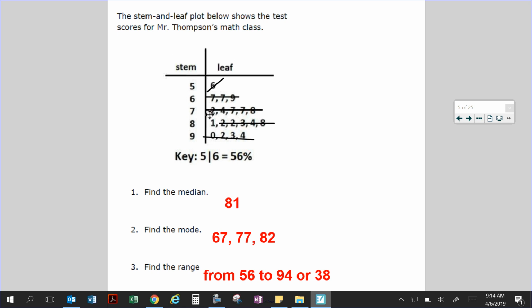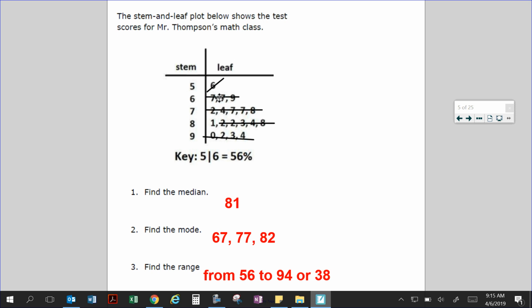So let's go over the first one. This is a stem and leaf. The stem and leaf plot below shows the test scores for Mr. Thompson's math class. Let's look at the key. That usually does help you. If you take a number from the left side and take a number from the right side, it makes 56%. So 5, 6 makes 56%. 6, 7 makes 67%.